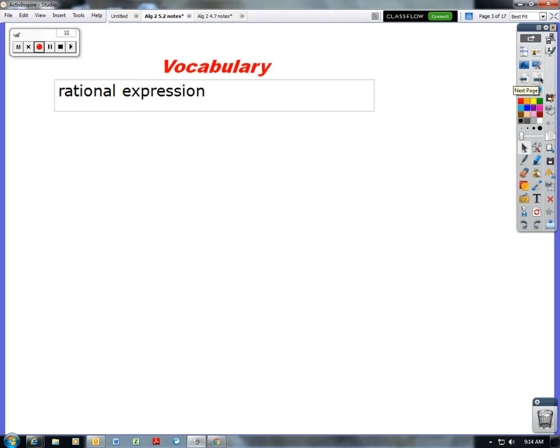Rational expressions: ration means ratio, something divided. So a rational expression would be something like x plus 7 over 2x minus 3. So a rational expression has a polynomial. These are both polynomials, so it's a quotient of two polynomials.